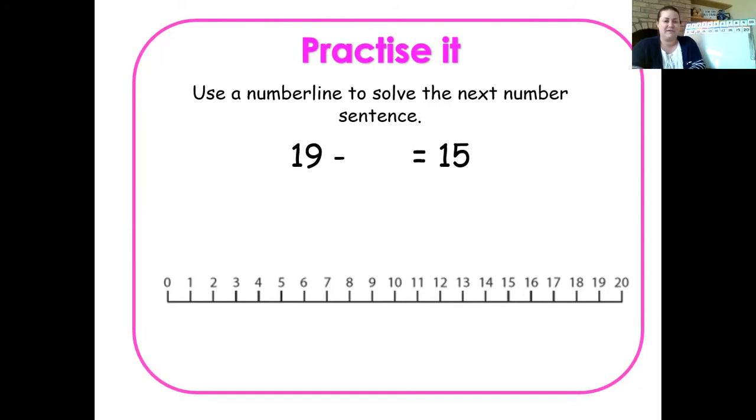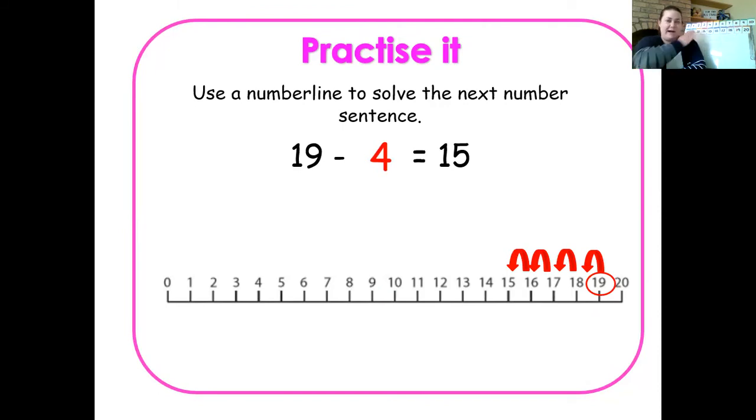Okay, well done to you if you did it. So we're going to start on the number 19. So I'll put my little circle around it to remind me. So how many jumps are we going to do? 1 to 18, 2, 3, 4, and I've landed on the number 15. So what would our number sentence need to say? It would need to say 19 take away 4 equals 15.